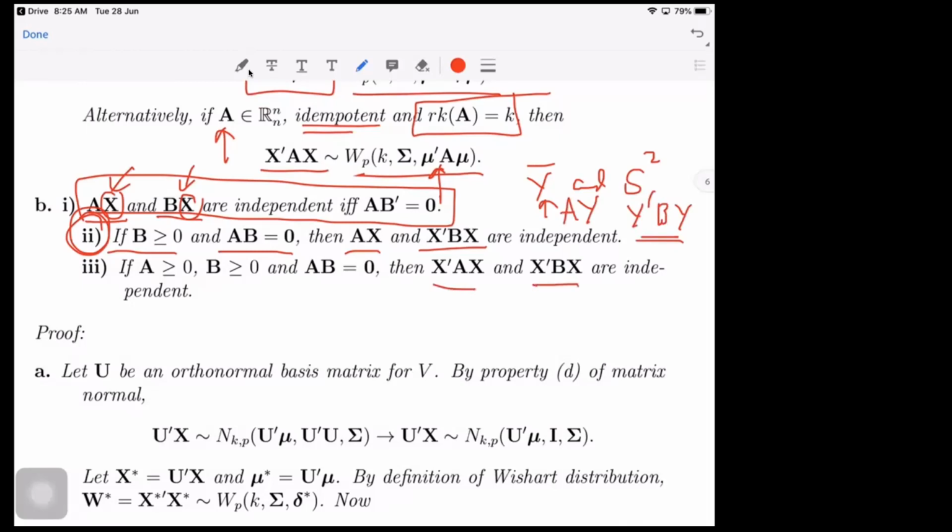And also, if this linear transformation is done on your X, and you can show these three conditions here, then these two linear transformations on your X, both quadratic in form, are independent. So quadratic, a chi-square and another chi-square distributed random variable, are independent if these three conditions are satisfied.